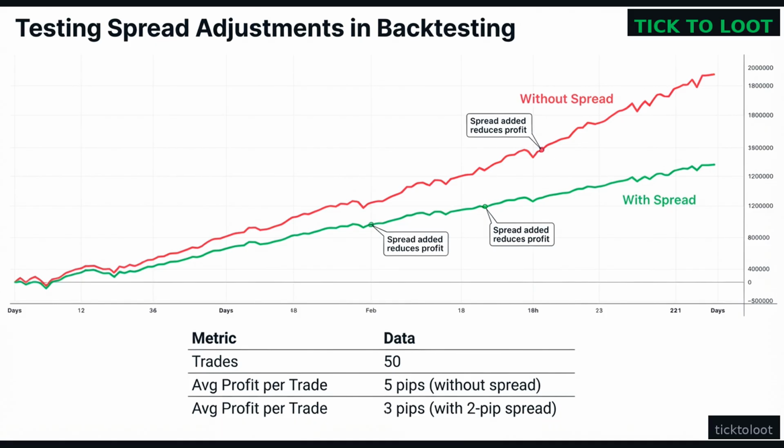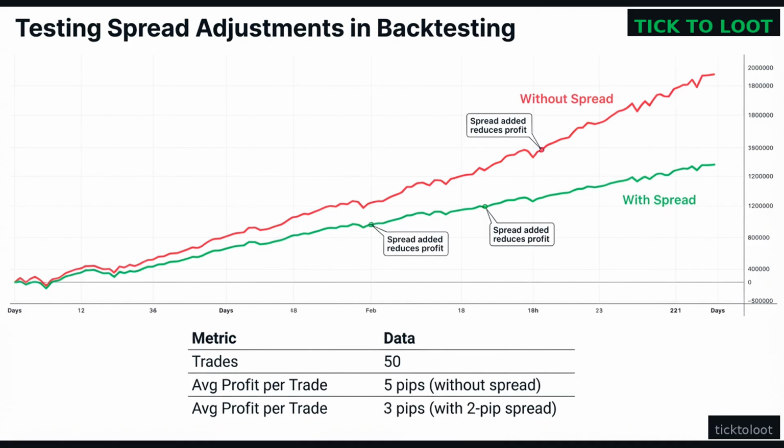To test this, run the same set of historical ticks twice, first with a spread of 0, then with a realistic broker spread, perhaps 2 pips for euro to US dollar. In the equity curve, you'll notice the green line, with spread, lags behind the red line without spread. In our example, the bot's average profit per trade drops from 5 pips to 3 pips after accounting for the 2-pip spread. That 3-pip net profit may still be viable, but the margin is thinner and the break-even win rate rises. By comparing these two curves, you can decide whether the strategy's edge is strong enough to survive the spread cost.